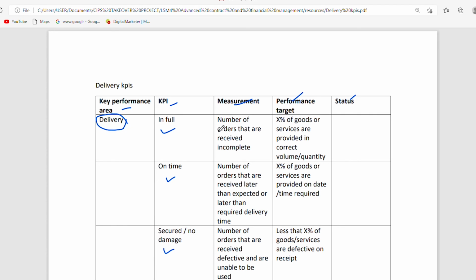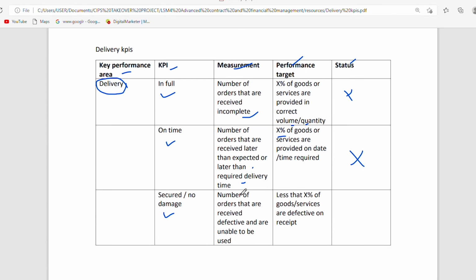So in terms of delivery in full, what are we measuring? Number of orders that are received incomplete. So if the orders come and they're incomplete, it means they're not in full, right? So you look at the percentage of goods or services provided in terms of the volume or the quantity, whether they are correct or not, and then we note the status. In terms of on-time delivery, number of orders that are received later than expected or later than required. So how late are these people, our suppliers? So you look at the percentage again for that one, and then we make a note of that.